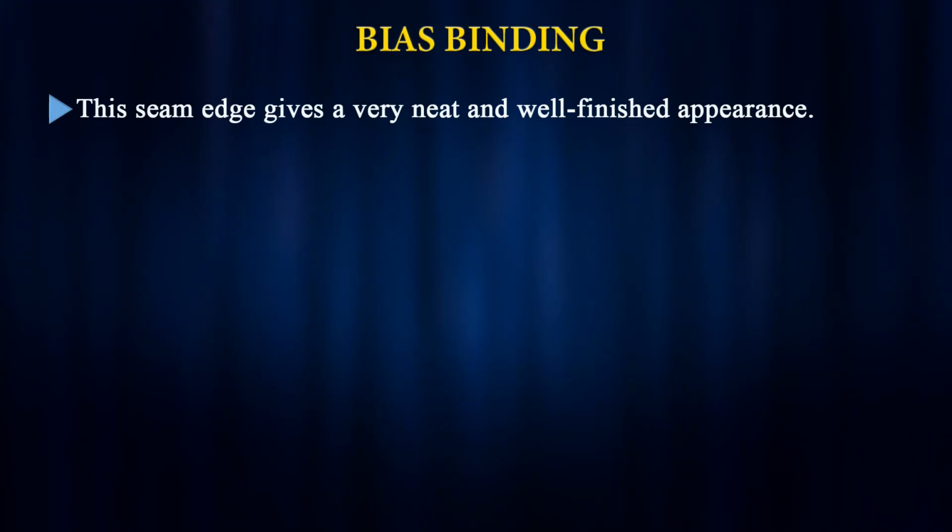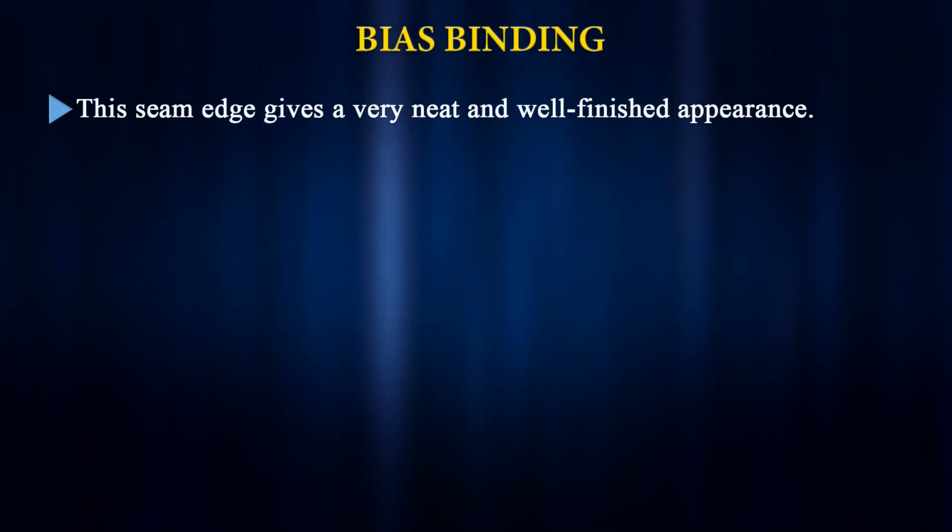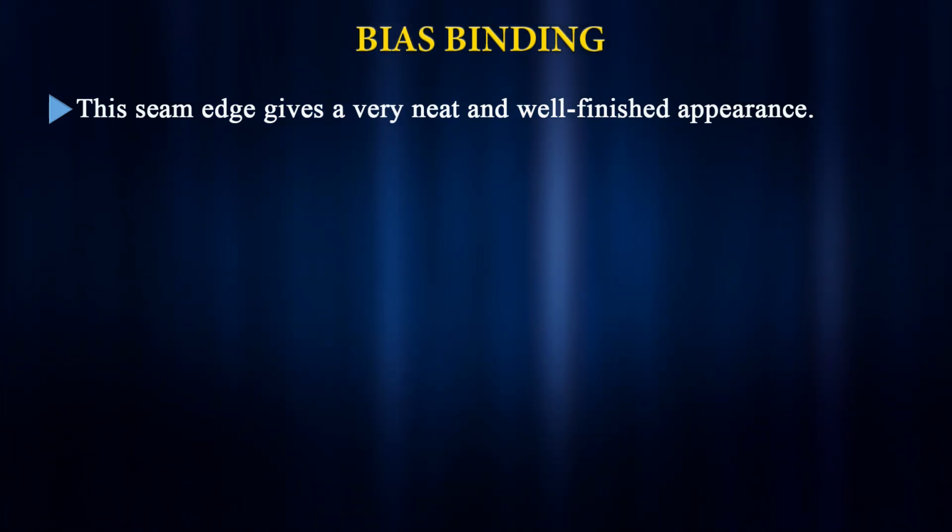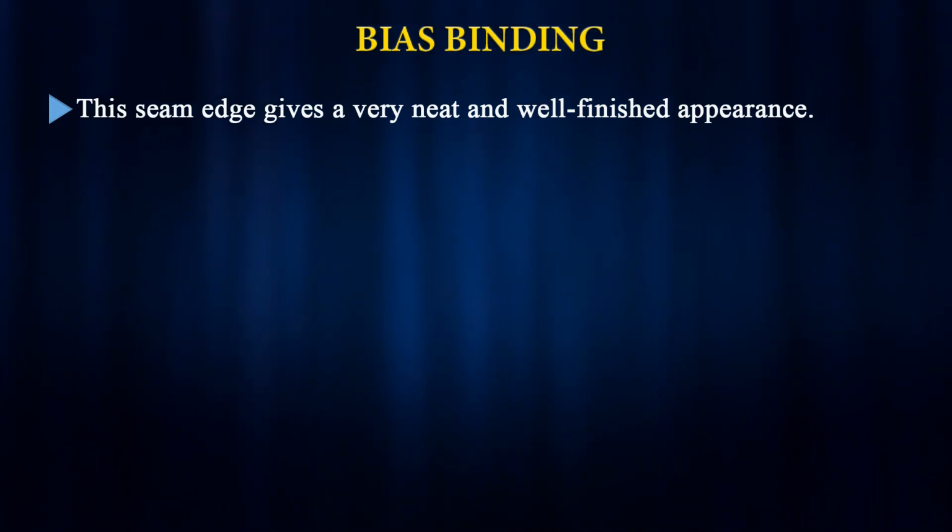Then we also use bias binding. Bias is something we have discussed in the earlier session. It is a fabric which is cut at a 45 degree angle. It is said to be the bias fabric or bias grain. So what bias binding is about, let us know. This seam edge gives a very neat and well finished appearance. When we use the bias binding, it gives a very well finished appearance on the garment.